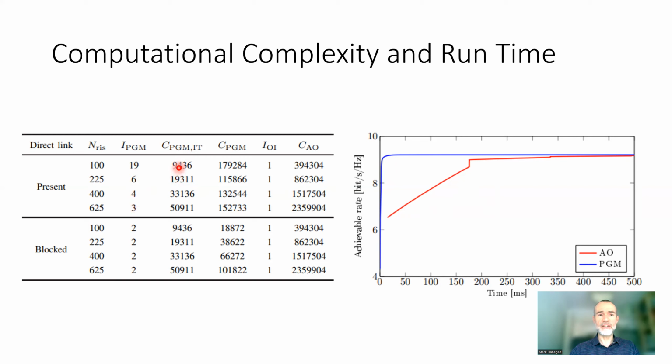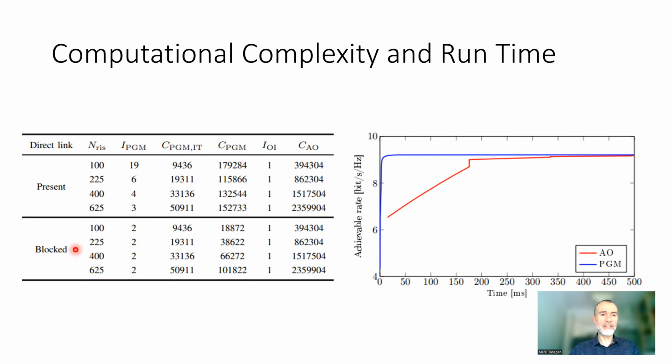So taken together, the complexity per iteration is increasing, but the number of iterations is decreasing, and overall we get that these just about counterbalance each other, and the complexity is not really increasing very dramatically, at least for the case when the number of RAS elements is increasing. If you look, in contrast, at the alternating optimization, the complexity is actually increasing quite dramatically, and certainly much higher than that of the PGM.